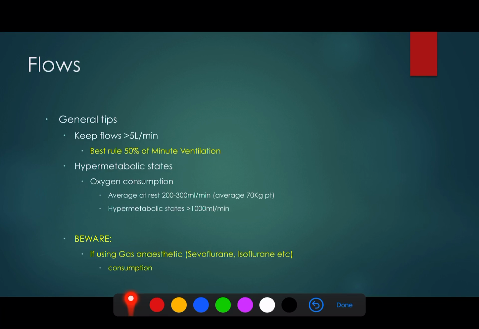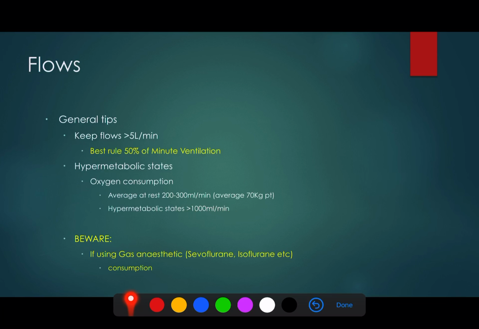And it's also important in terms of trying to keep your Sodalime, so what's absorbing the CO2, from not running out too quickly. You should be careful because patients who you will be looking after in intensive care are going to be hypermetabolic. The average oxygen consumption for a 70 kilo patient is between 200 and 300 mils per minute at rest, or at low rest. So generally at an anaesthetic level. The intensive care patients, however, are going to be hypermetabolic, and you can sometimes see patients with over a litre per minute of oxygen requirement.